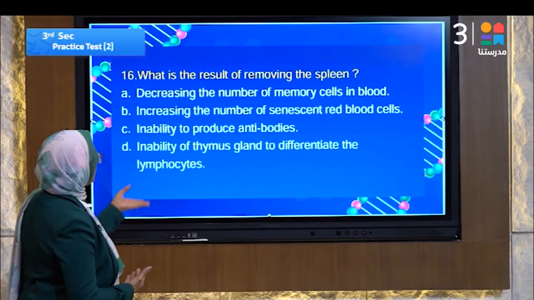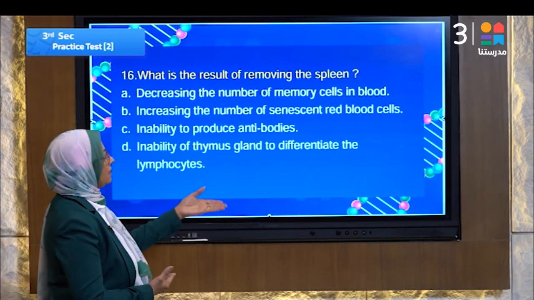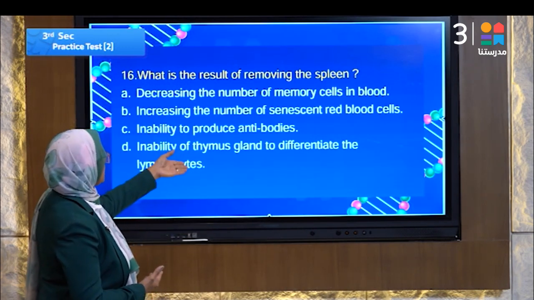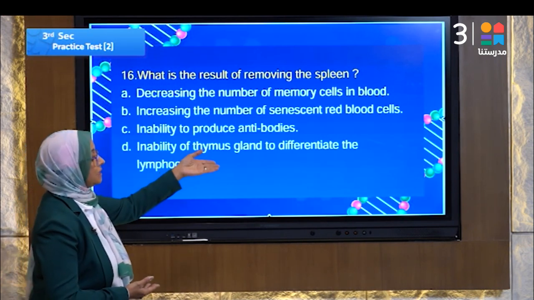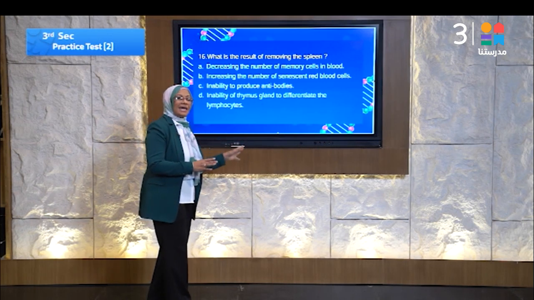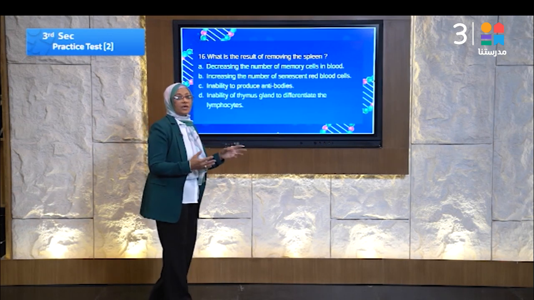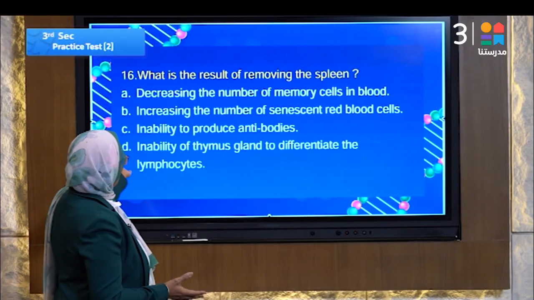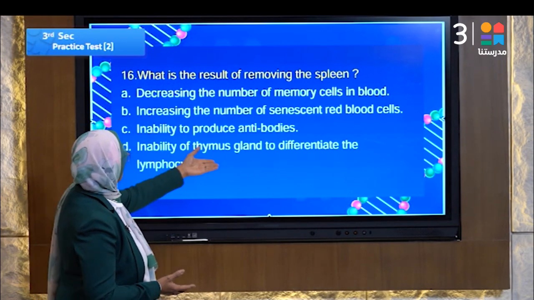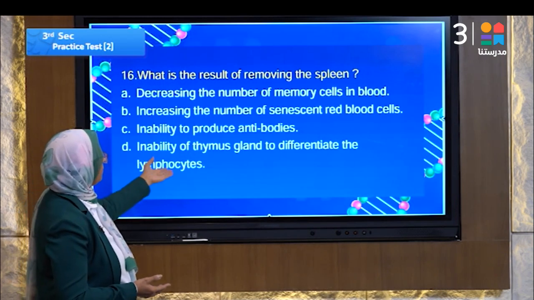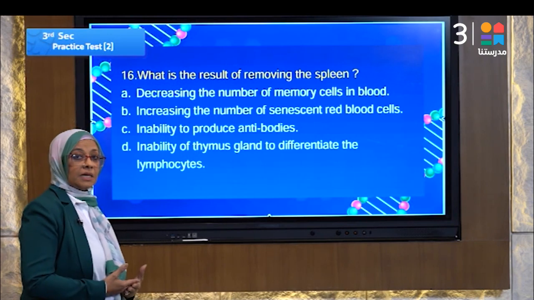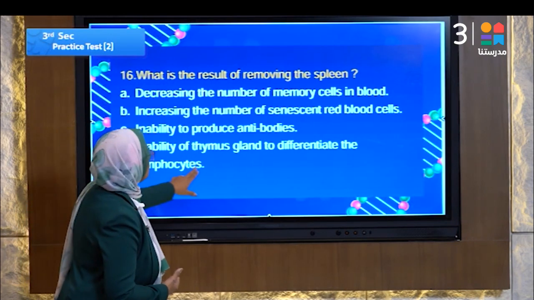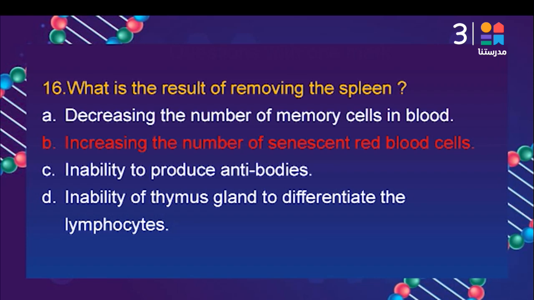Number A, decreasing the number of memory cells in the blood. Does the spleen make the memory cells? B, increasing the number of senescent red blood cells. Senescent means aged or at the end of age. C, inability to produce antibodies. D, inability of the thymus gland to differentiate the lymphocytes. Which of them is the choice? Let's go to the answer. The answer is increase the number of senescent red blood cells.